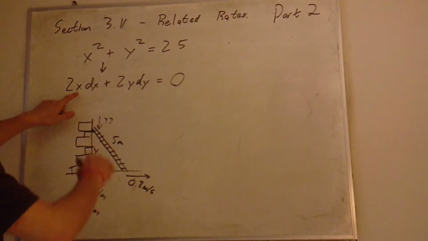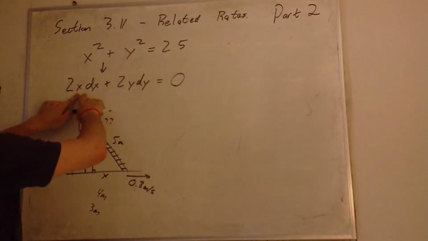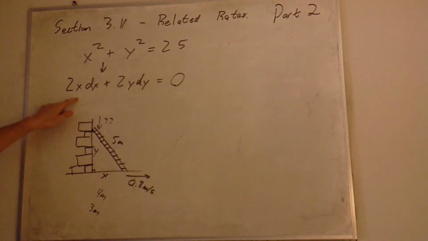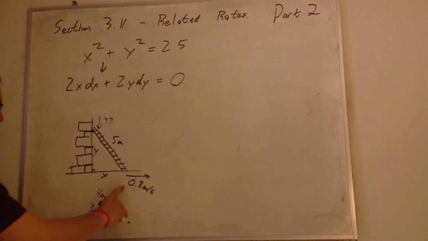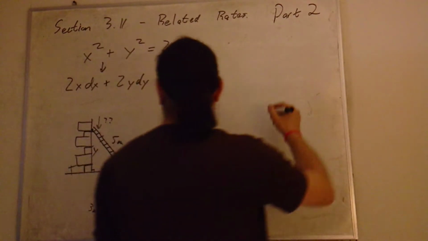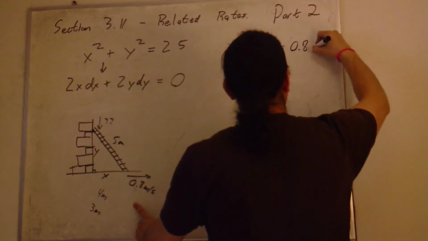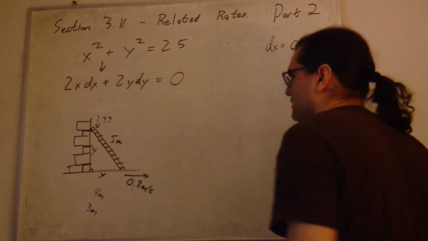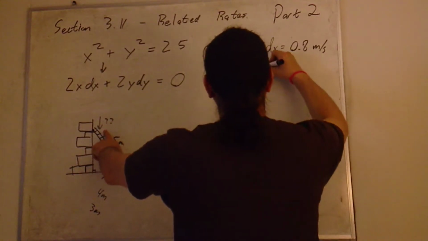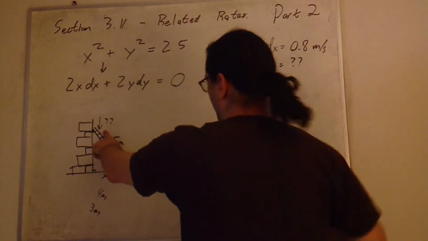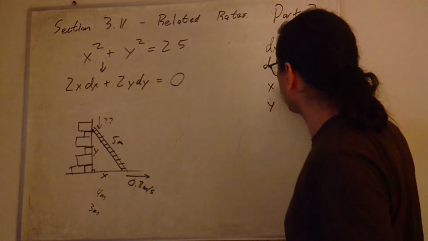So, I have 4 pieces here, x, dx, y, and dy, and I need to know what at least 3 of these are so that I can solve for the 4th. dx we know. dx is always going to be 0.8 meters per second. That one's fixed. dy is what the question is asking for. That's what we need to solve for, which means I need to figure out what x and y are.